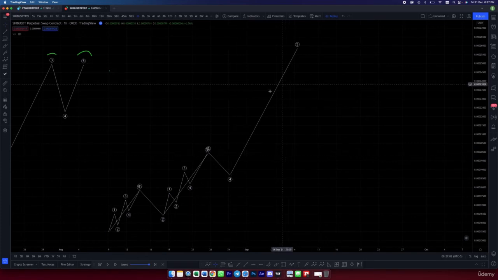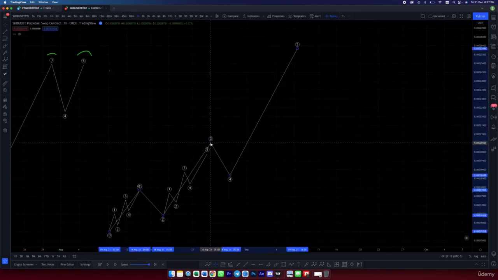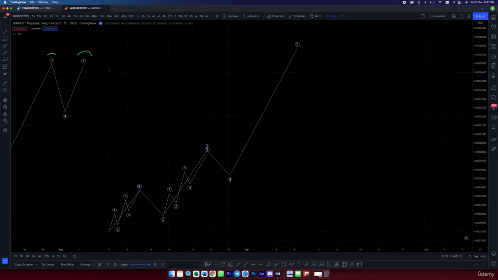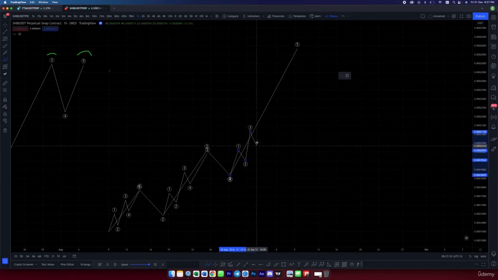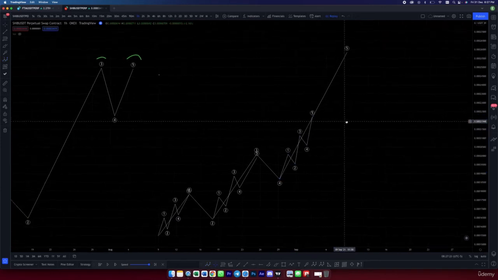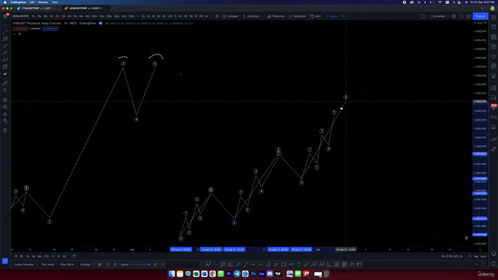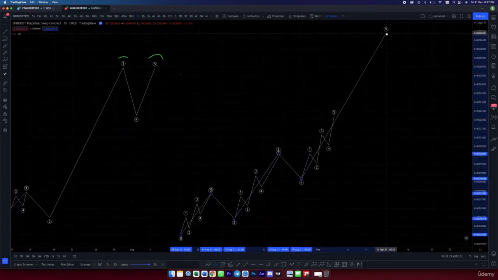But when it comes to wave 5, it starts normally, like it's making a normal fifth wave. So you will see 1, 2, 3, 4 and 5. But instead of completing here, it ends up getting extended.